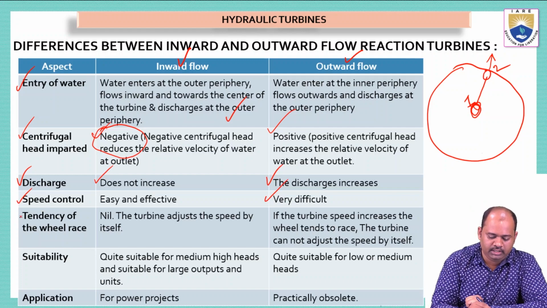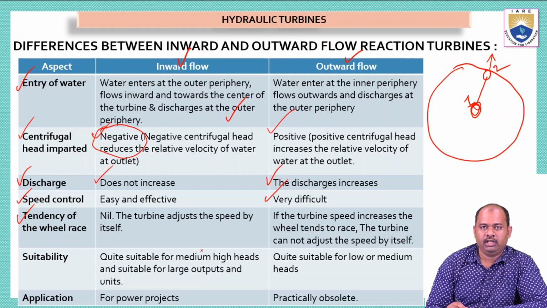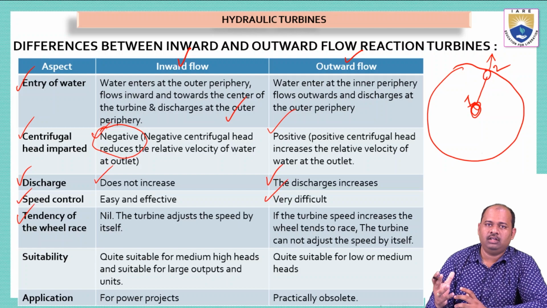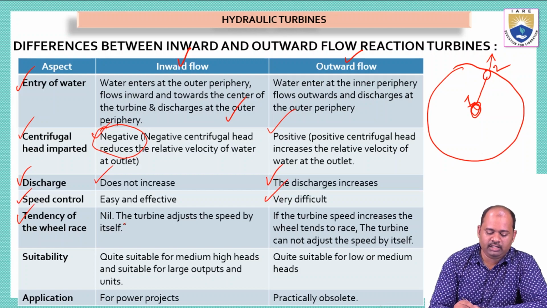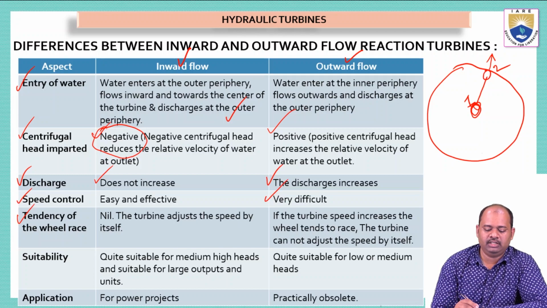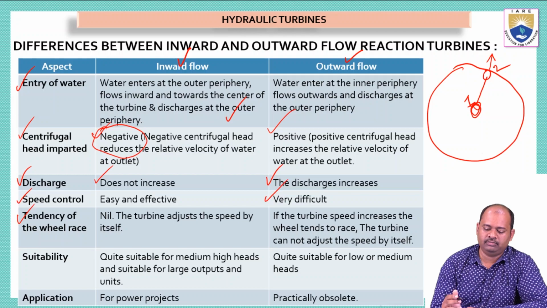And the tendency of the wheel to race. When the wheel is rotating at high speed, we can control the speed. In an inward flow reaction turbine, the centrifugal head is negative. Because of this, there is no tendency for the wheel to race. That means over-rotating of the wheel cannot be seen.